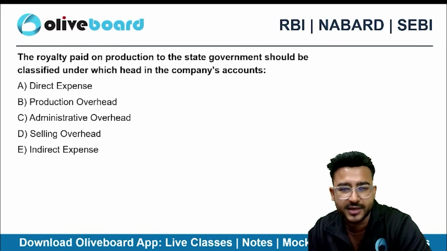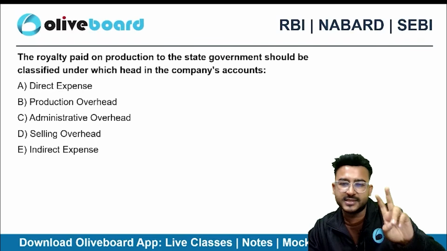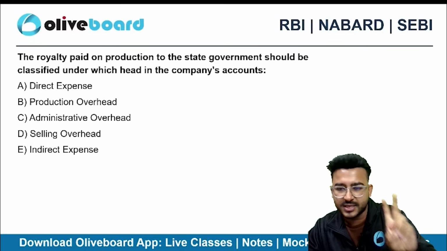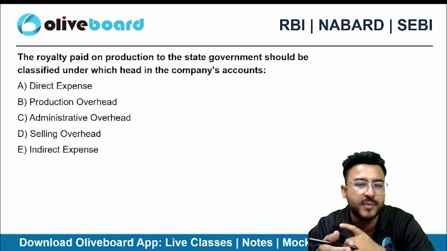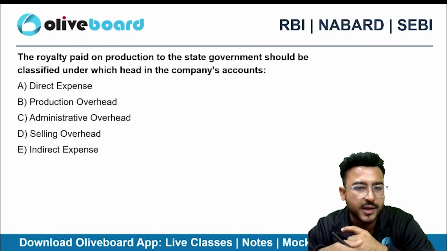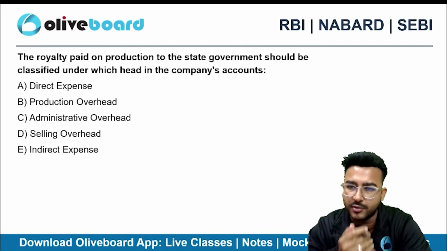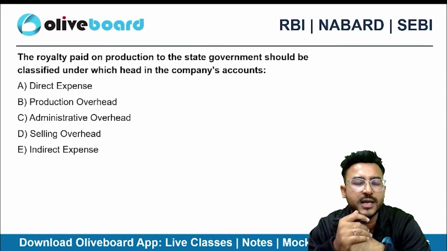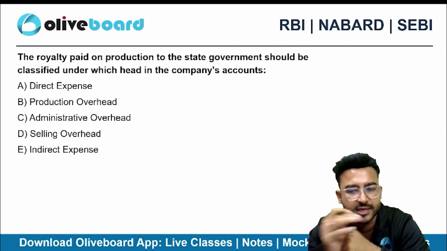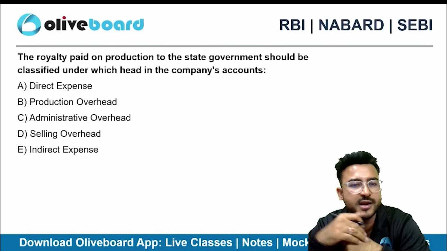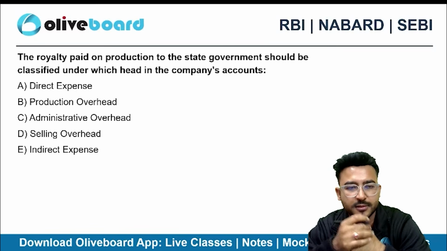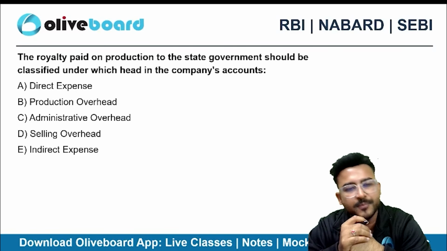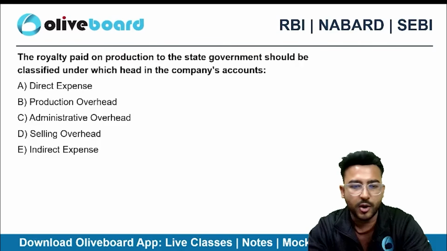अच्छा, this is a very interesting question and 2 times ये एग्जाम में आया हुआ है. This question came in your examination twice. The royalty paid on production to state government should be classified under which head in the company's accounts? Royalty paid on production to the state governments should be classified under which head in the company's account? 2 times एग्जाम में आया हुआ क्वेश्चन है. डायरेक्ट एक्सपेंस, प्रोडक्शन ओवरहेड, एडमिन एक्सपेंस, सेलिंग ओवरहेड और इनडायरेक्ट एक्सपेंस.